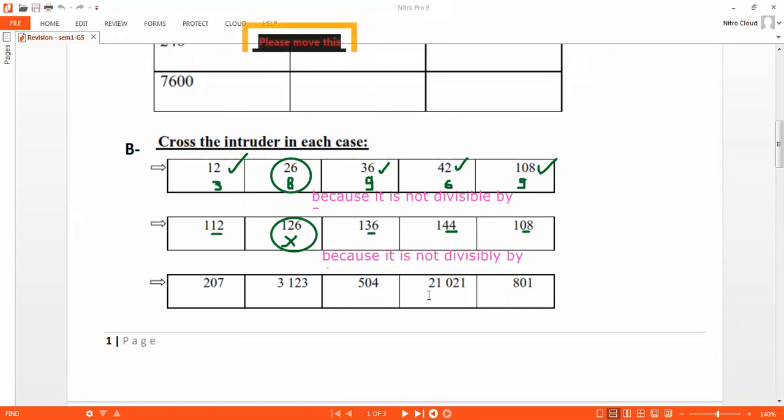Okay? Let us now continue to the last set. Also, let us start first with the divisibility by 2.